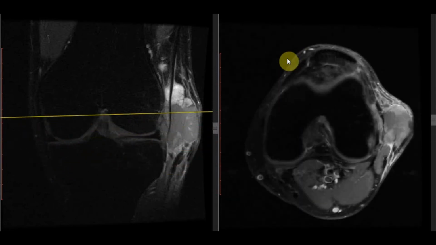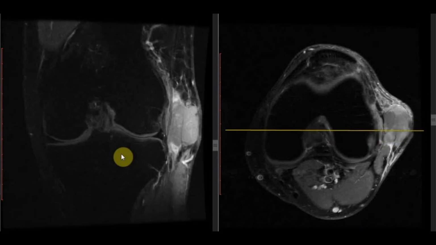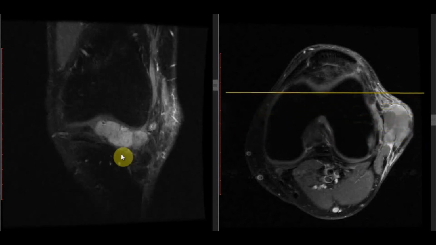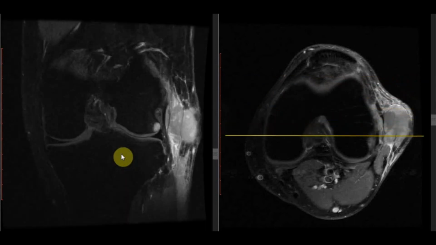We can also see presence of foci of blooming, which suggests areas of calcification within the synovial sarcoma. And the histopathological examination is the definitive method of diagnosis in such cases. So this is a case of synovial sarcoma.